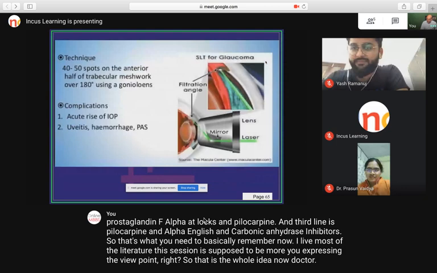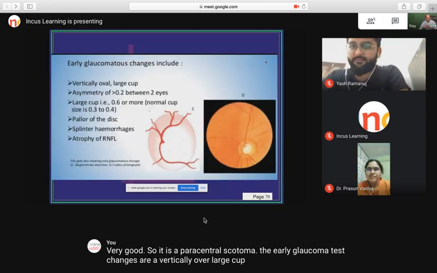The early glaucomatous changes are a vertically oval large cup, asymmetry of more than 0.2 between the two eyes, pallor of the disc, splinter hemorrhages, and atrophy of the nerve fiber layer in the retina. So these are all considered to be the early glaucomatous changes.